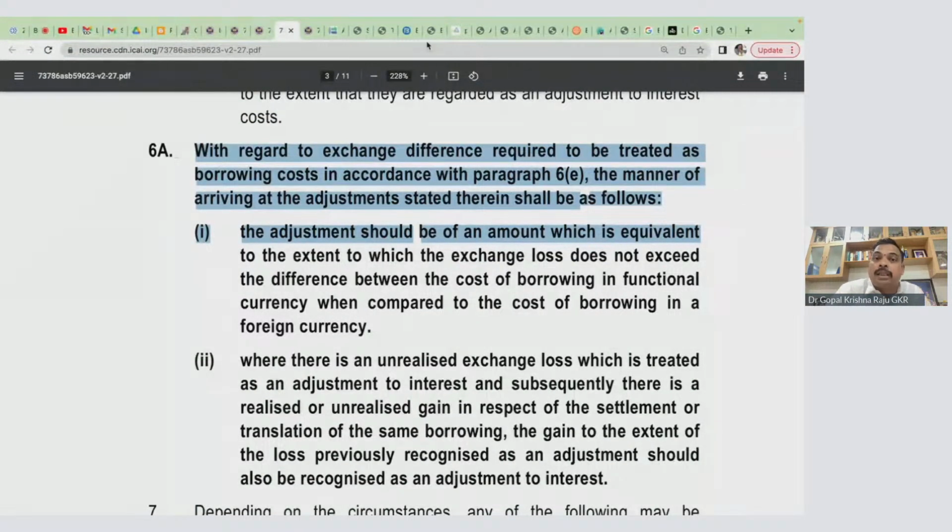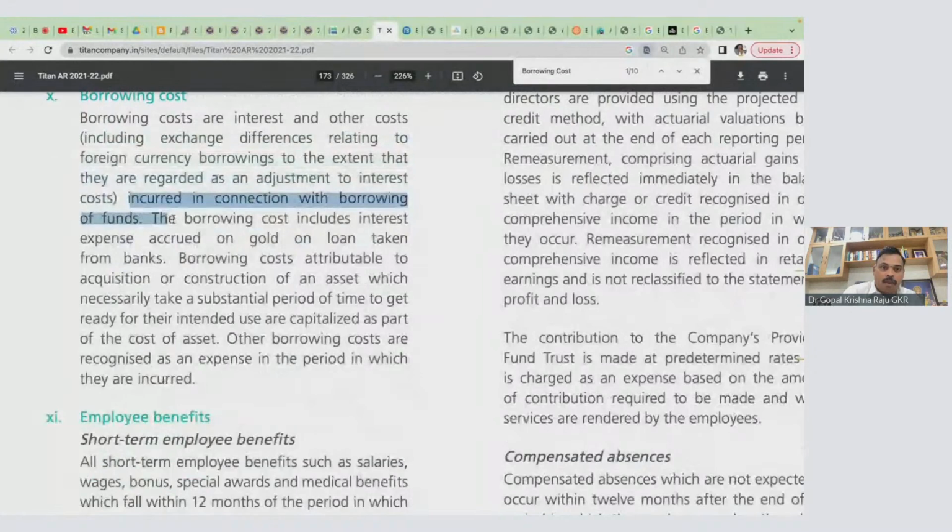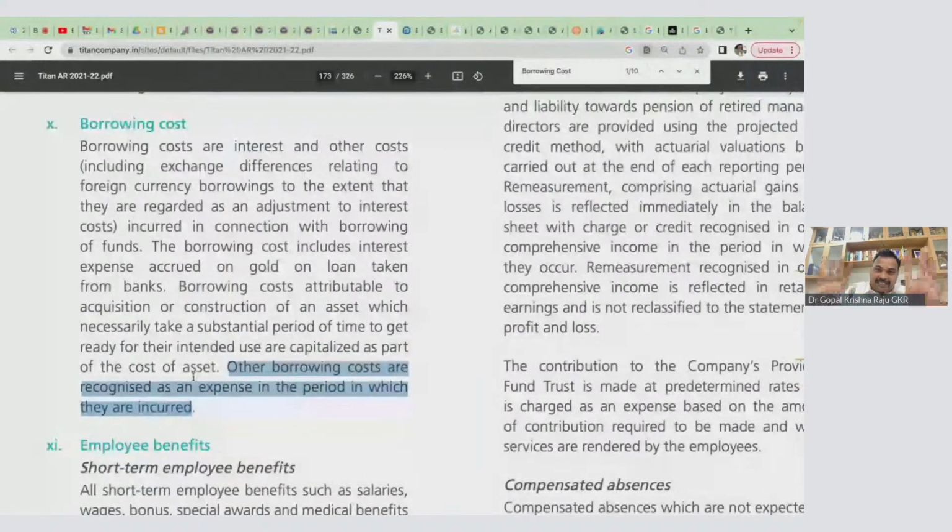Now please look at this Titan. So borrowing cost incurred in connection with borrowing. The borrowing cost includes interest expense accrued on gold on loan taken from banks. Borrowing is attributed to acquisition or construction that takes a substantial period of time to get ready. Now, what is substantial period? They are very silent. Other borrowing costs are recognized as an expense in the period in which they are incurred. So the same wordings as in the standard, they just give. They don't further explain on this particular paragraph.